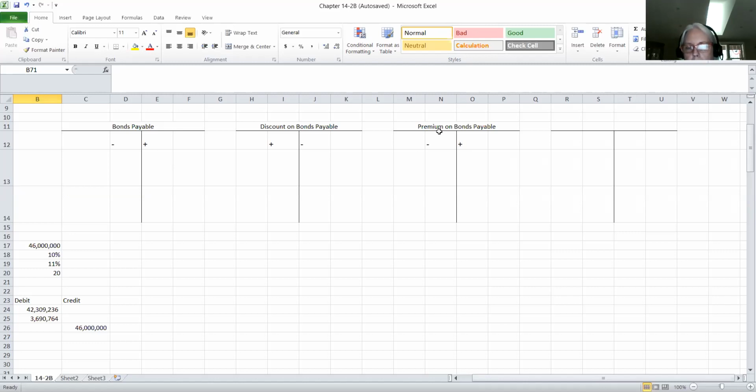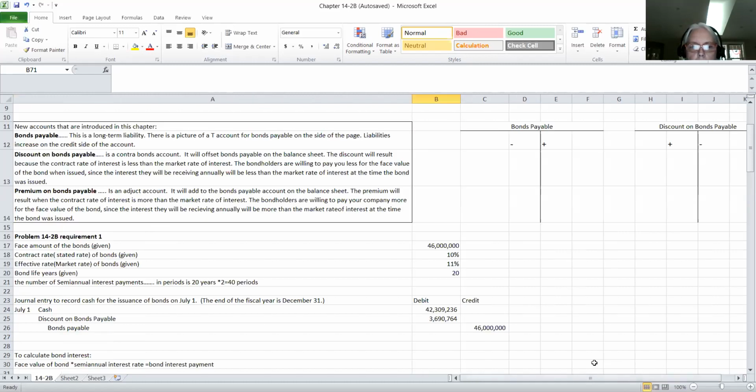A premium is titled an adjunct account, which means on the balance sheet, we're going to add the premium and the bonds payable to get what we call the carrying value of our bonds. Carrying value is really similar to the book value of the bonds, and this will happen on the balance sheet date. Now, in this problem, they didn't ask you to do a balance sheet, but I do want you to know that these are ledger accounts.